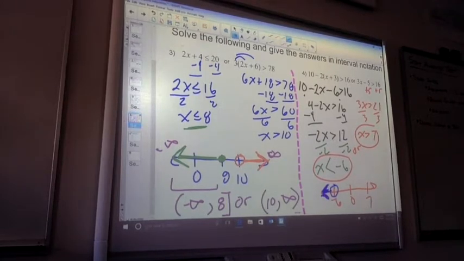We flip the sign because it's going to work. What about this one? Is it an open or closed dot? Open at 7. Where am I going? 8, 9, 10, 11, 12, all the way to infinity. Okay, so that's coming from negative infinity. That's going to infinity.